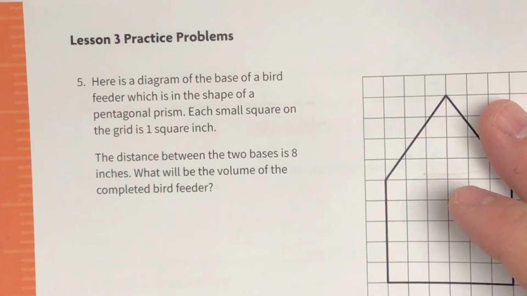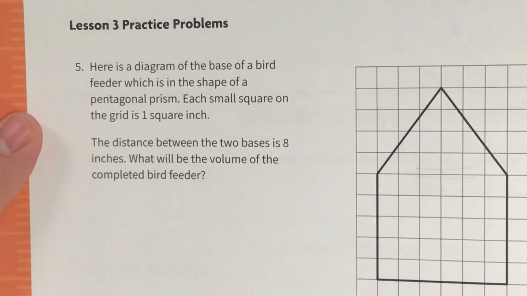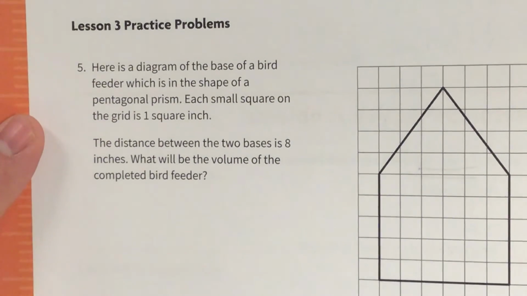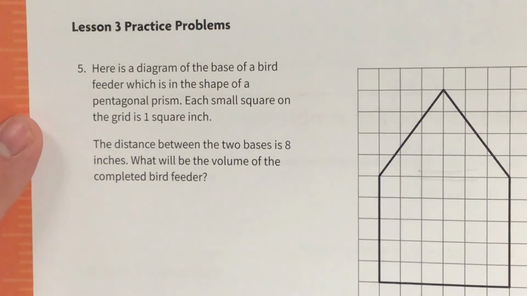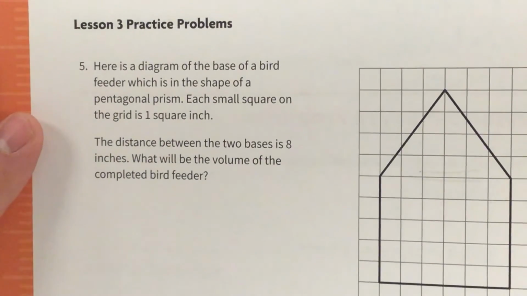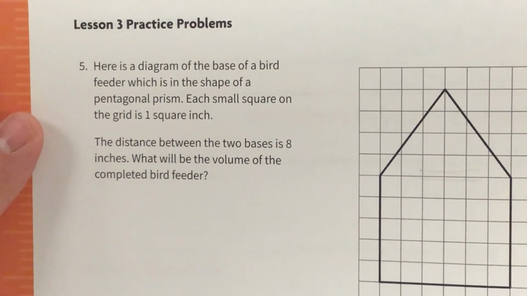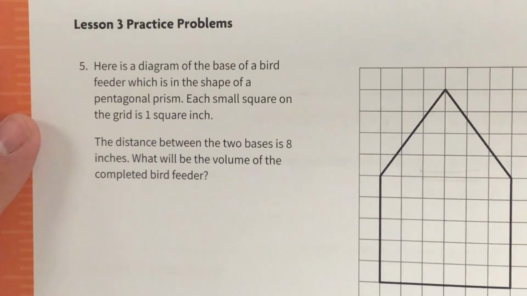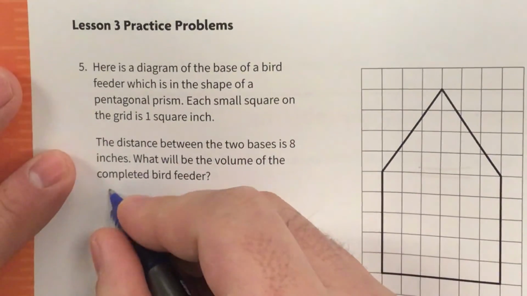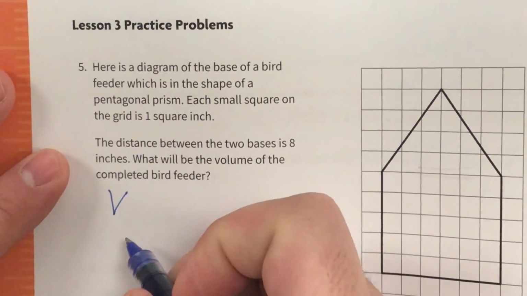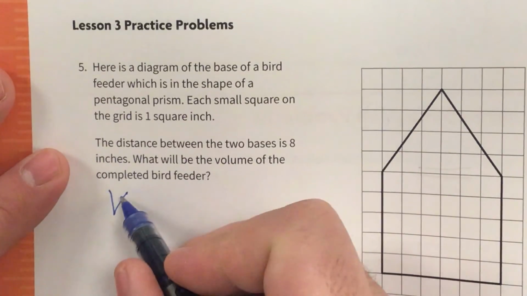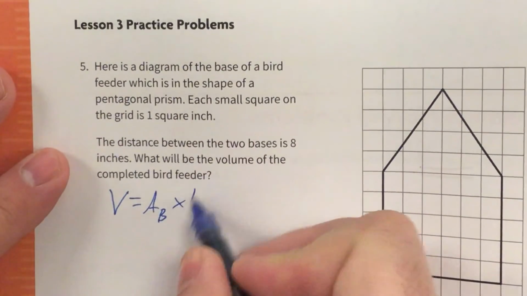Question number 5. Jonas, would you read number 5, please? Here's a diagram of the base of a bird feeder which is in the shape of a pentagonal prism. Each small square on the grid is 1 square inch. The distance between the 2 bases is 8 inches. What will be the volume of the completed bird feeder? All right, remember the formula for volume? Area of the base times height.